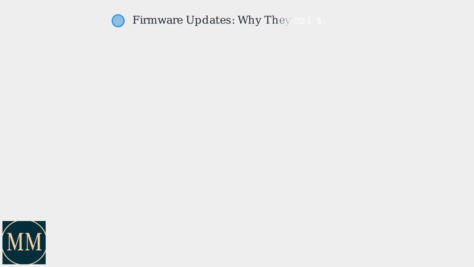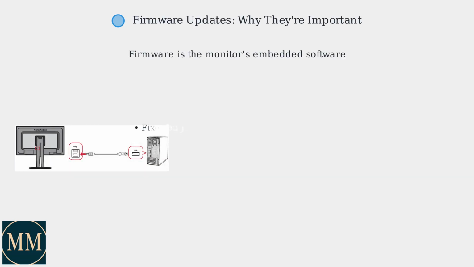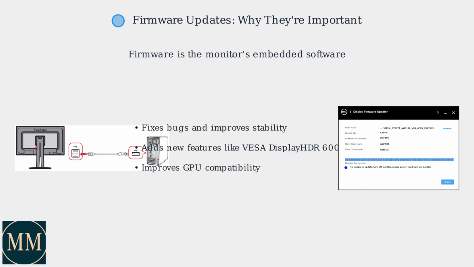Firmware is the monitor's embedded software that controls its core functions. Firmware updates are crucial for several reasons. They fix bugs and improve overall stability. Updates add new features, such as VESA Display HDR600 support for better color accuracy. They also improve compatibility with modern GPUs, ensuring smooth performance. Regular firmware updates ensure your monitor delivers optimal performance and the latest capabilities.